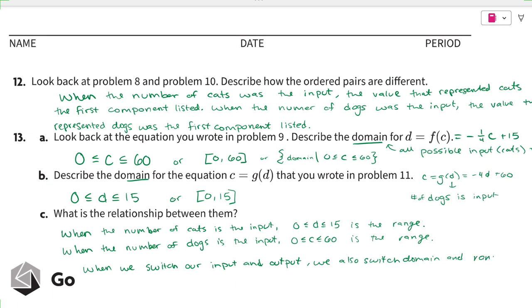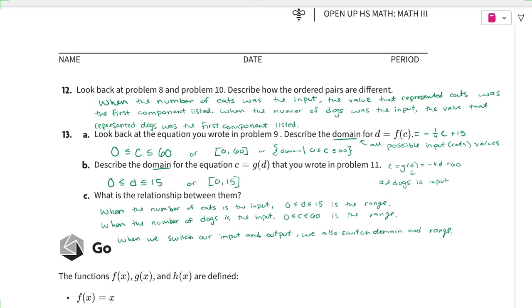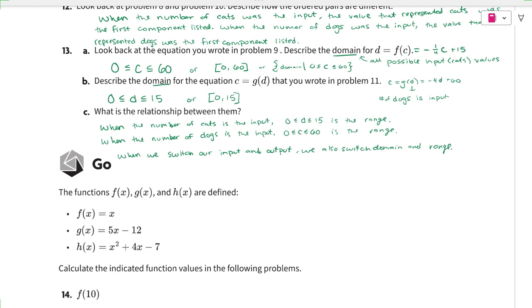So when I asked you to find the domain of this equation, we were actually also finding the range of that first equation, and vice versa. So that's a new way we can find range, is finding the domain of our inverse. That's something we'll talk about in lessons coming up. All right, so our last section, go.